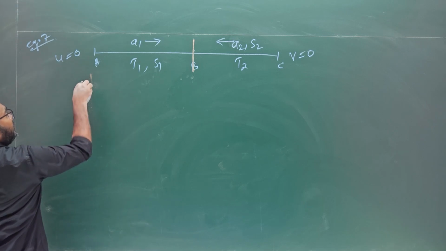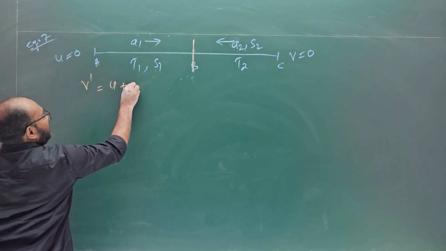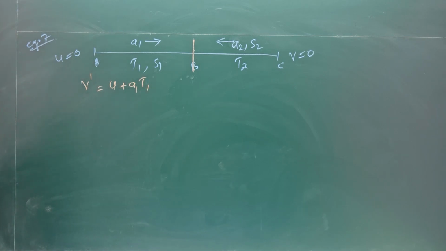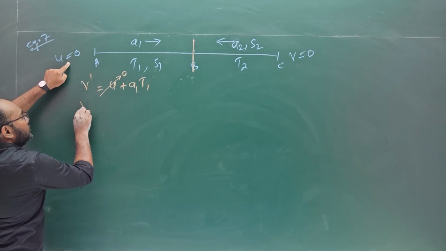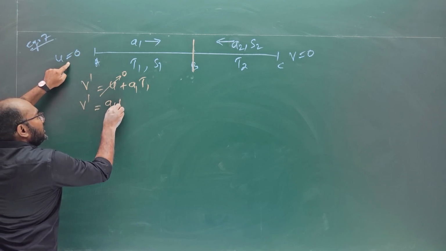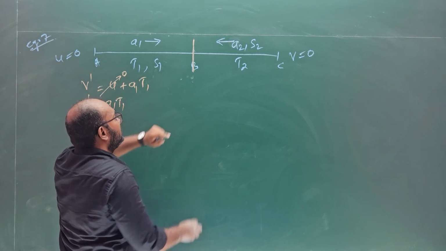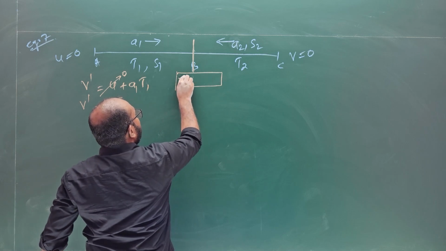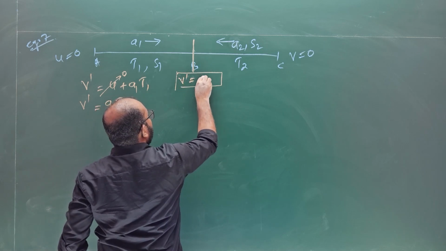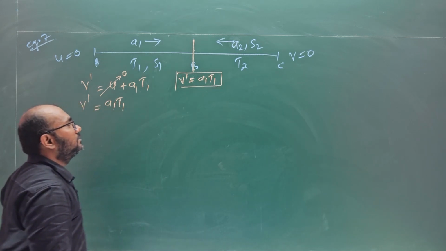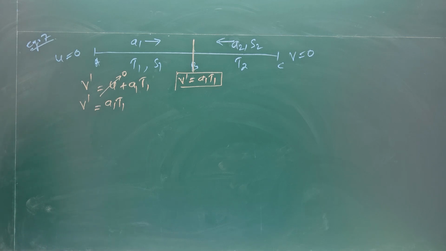So, final velocity V dash is equals to U plus AT. Can I write like this? Initial velocity is 0. So, V dash is nothing but A1 T1. So, what is the velocity at this point? V dash is nothing but A1 T1. Okay. How much did the body travel between AB? Let us find that first.